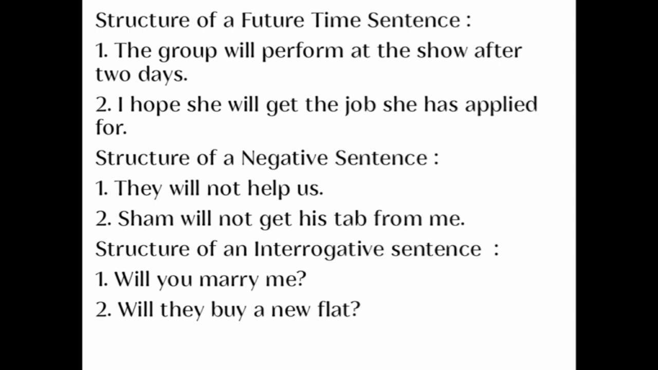Structure of an interrogative sentence, question. It includes auxiliary verb will, subject plus base form of the verb, object, or it can also be like question word plus auxiliary verb will plus subject plus base form of the verb plus object. Will you marry me? So here will is an auxiliary verb. Then will they buy a new flat? So this is the structure of an interrogative sentence.